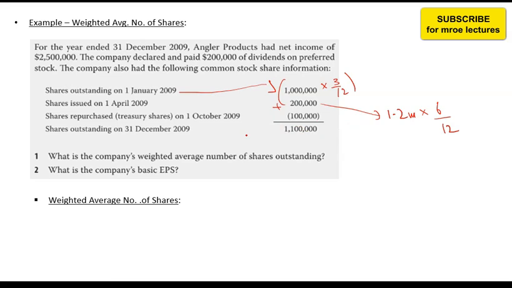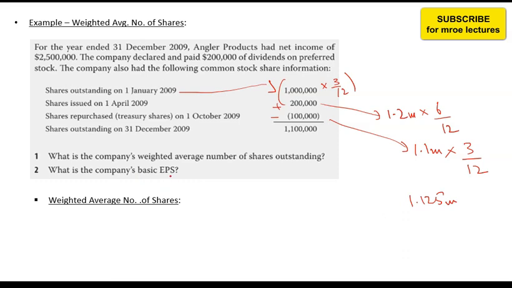And then you repurchased 100,000 shares on 1st October. So when you repurchase shares, your shares would become 1.2 million minus 0.1 million, that is 1.1 million. And then it remained outstanding in October, November and December. That is again 3 months. So weight is 1.1 into 3 divided by 12. And when you solve it, you will get 1.125 million number of shares.